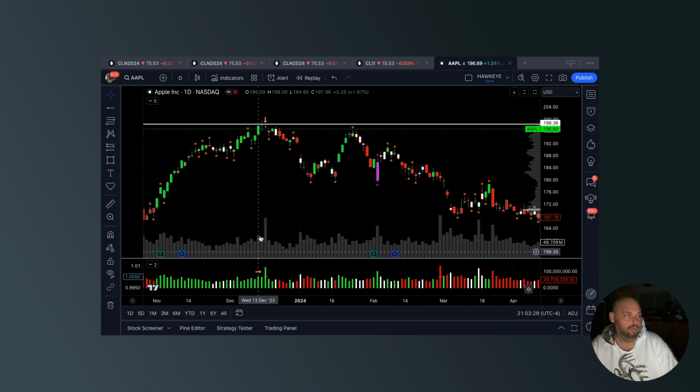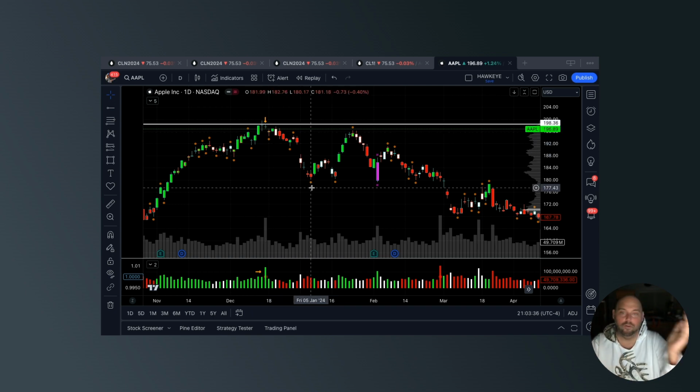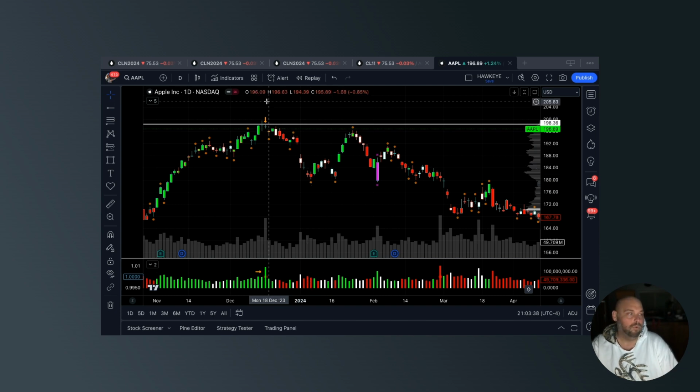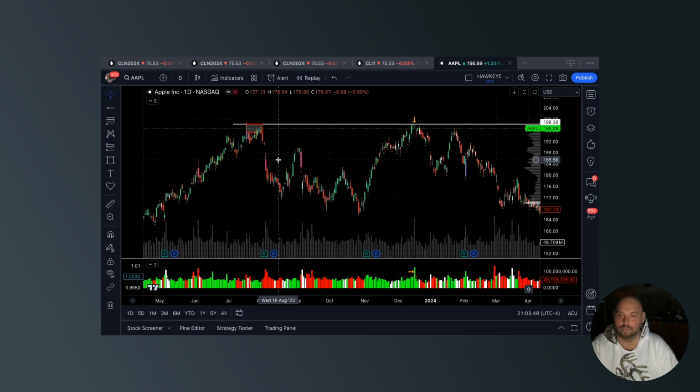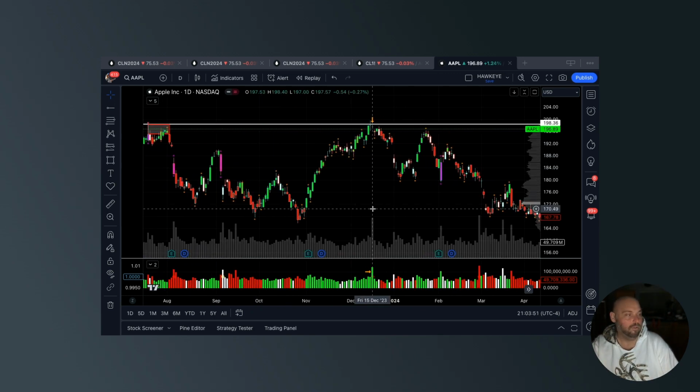Guess what? That's a volume climax. Boom. Buyers lost all the interest they had right there. That tiny bar. When you see massive volume in a tiny bar, you better be paying attention, especially at an area of supply or resistance, especially if it's buying volume.